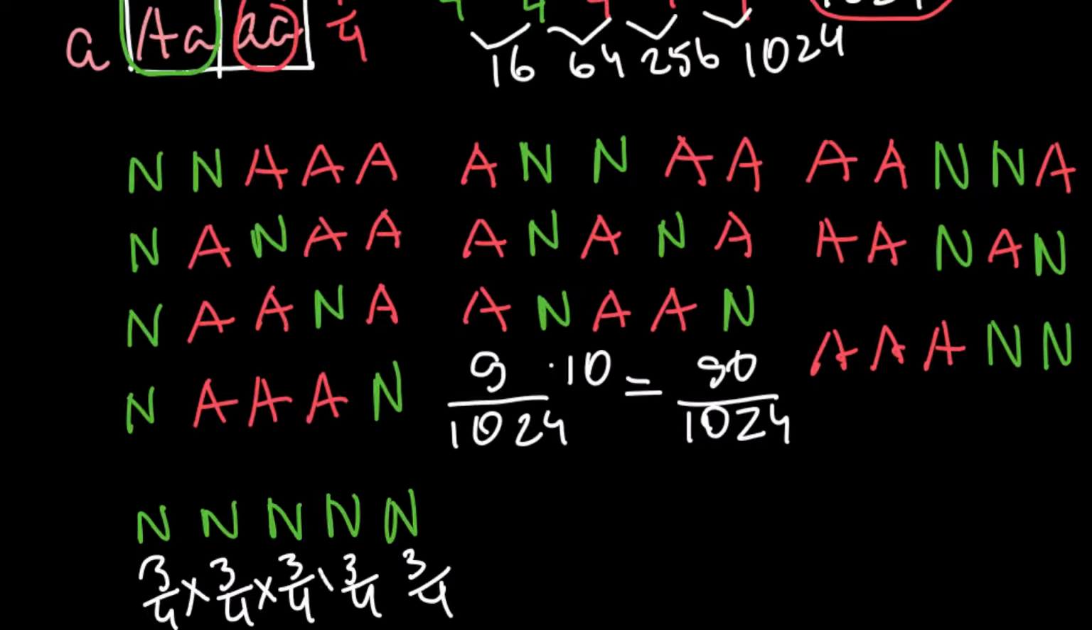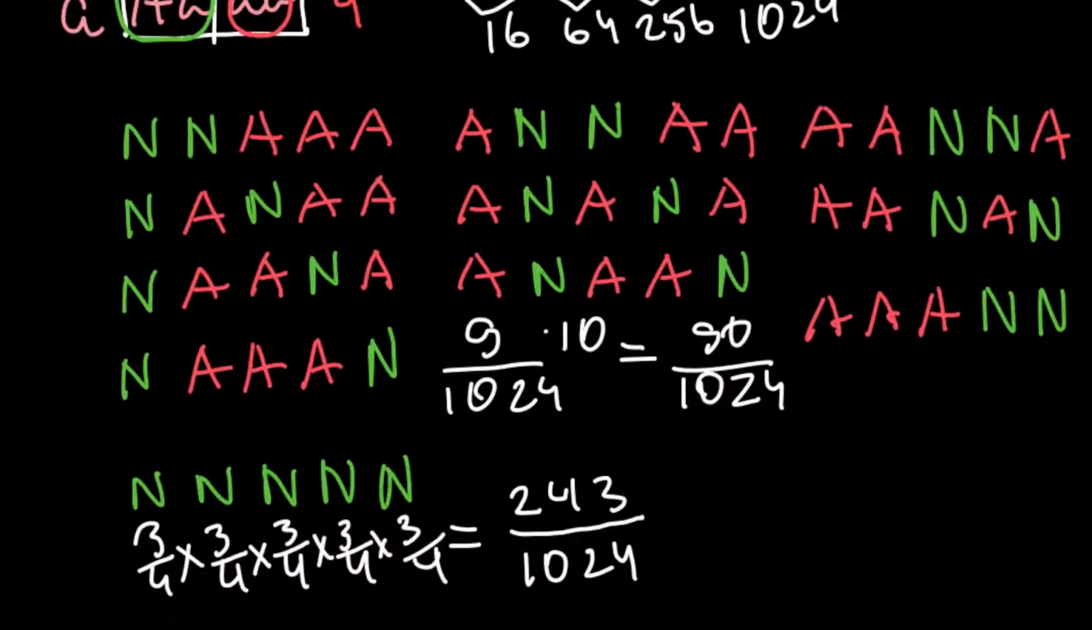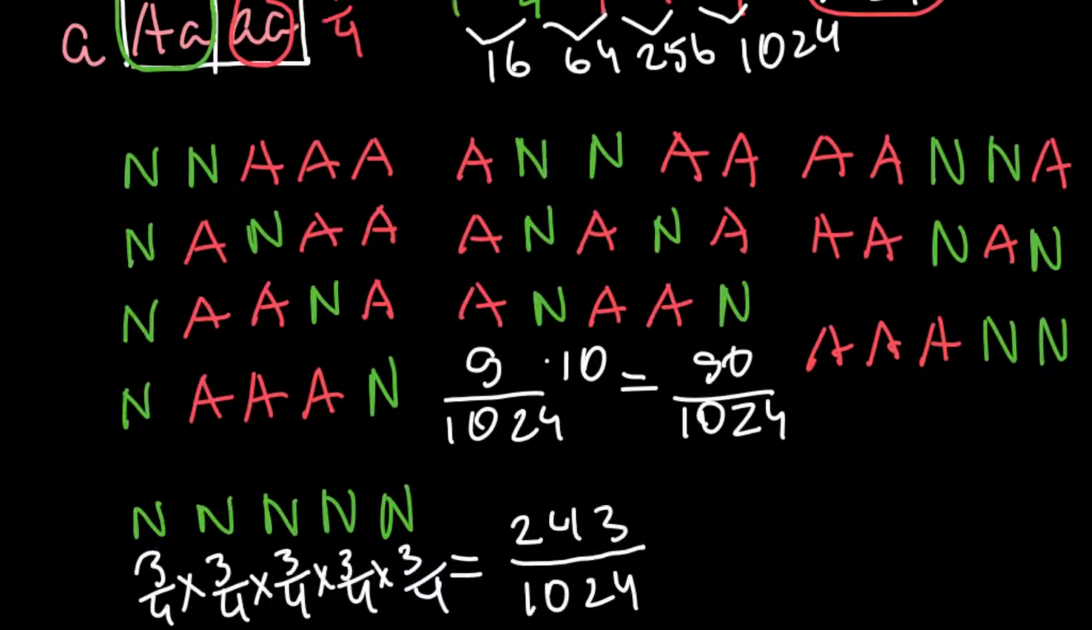3/4 here, 3/4 here, 3/4 here, and 3/4 here. So once again, we have to multiply all these independent probabilities, and we are going to get 3 multiplied by 3 would be 9, multiplied by 3 would be 27, multiplied by 3 would be 81, and multiplied by 3 would be 243. And divided by 1024. We already know this number when we multiply 4 by itself 5 times. So this is going to be 1024.